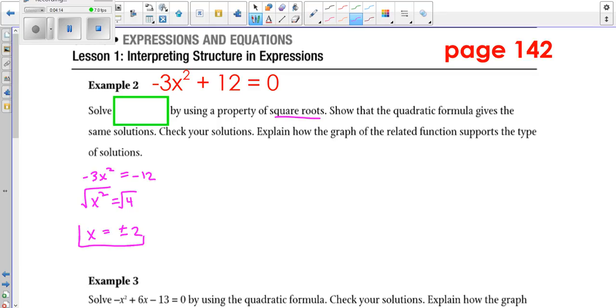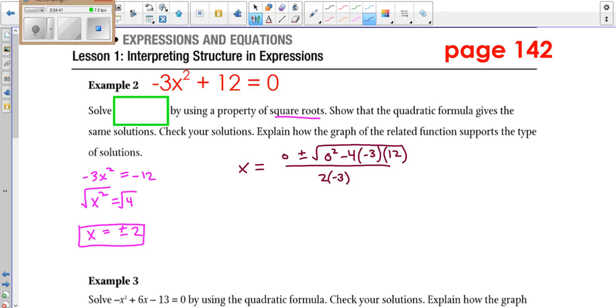So here's our solution. We have x equals plus and minus 2. And then using the quadratic formula, we have x equals, you have no b value, so the opposite of b is just 0, plus or minus 0 squared minus 4 times your a value times your c value. Take the square root, divide everything by 2a, so 2 times negative 3.